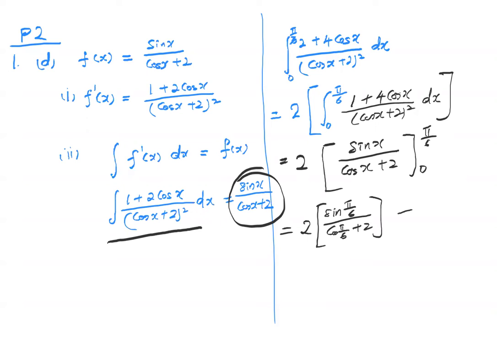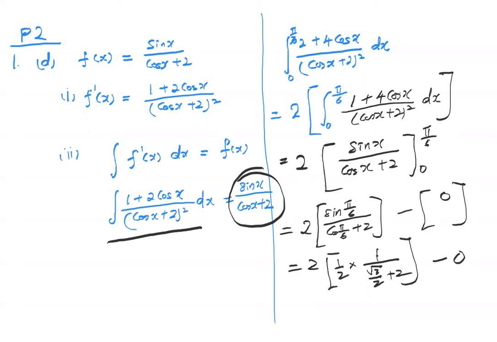Okay, by the way, sin 0 is 0, okay? So I just put 0 here. So sin pi by 6 is half. And cos pi by 6 is √3/2. Then you work out, you get the answer. Okay? So is that fine? So every time when you have differentiation and integration together, always start with this step.